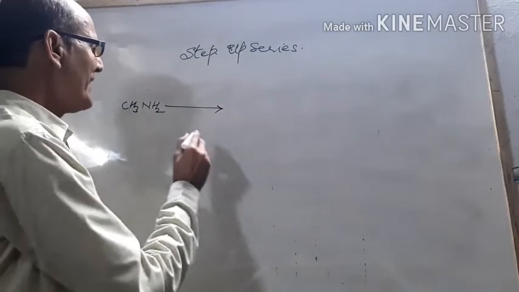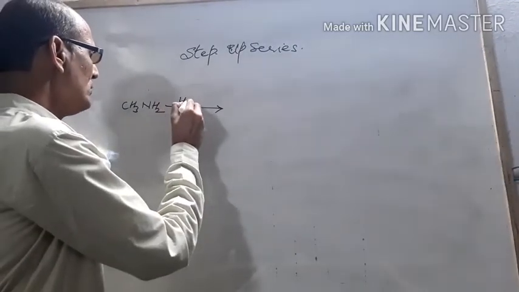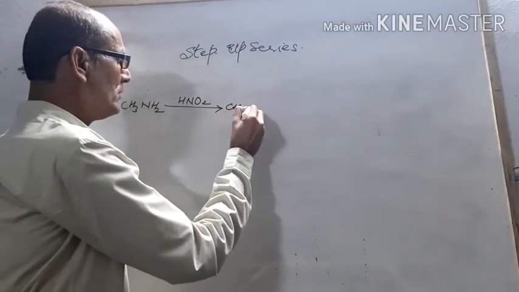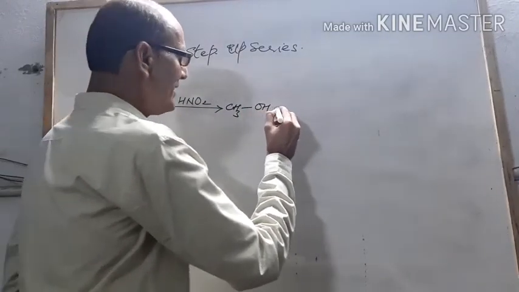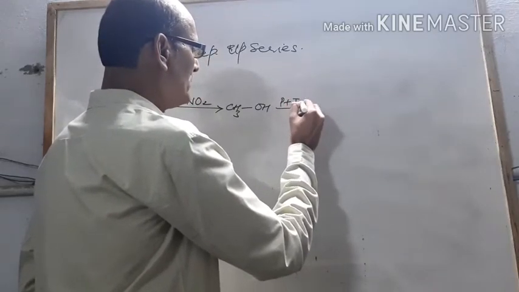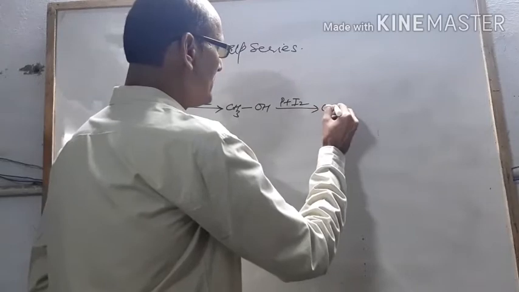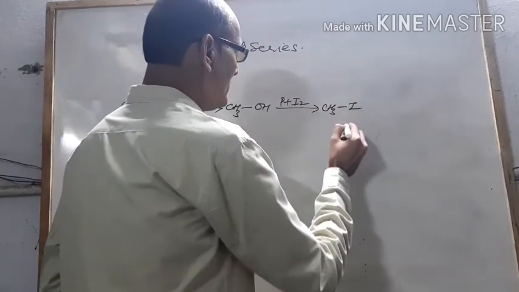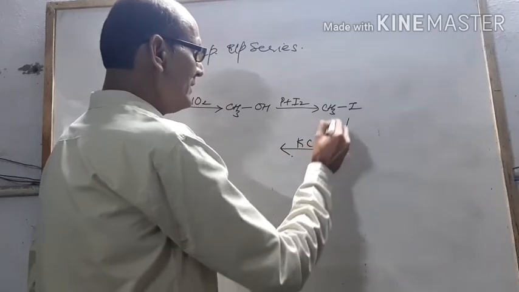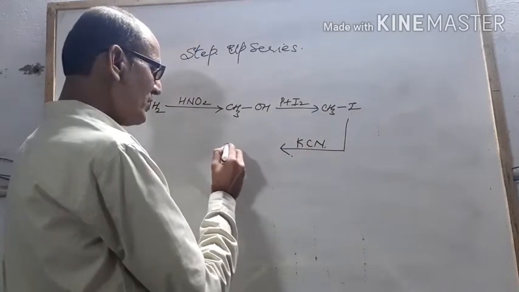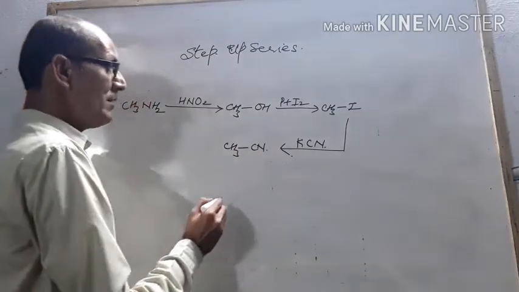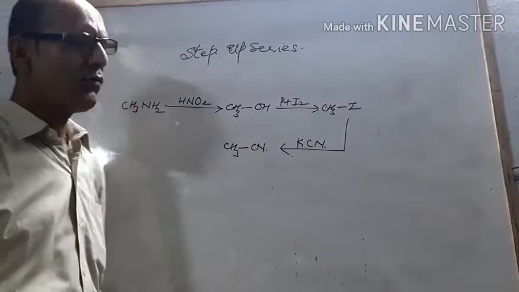How will you get to the halide? First we convert it into alcohol, CH3OH. Then I am taking P plus I2 this time. So CH3I. In the next step, KCN, so the carbon will increase. CH3CN.